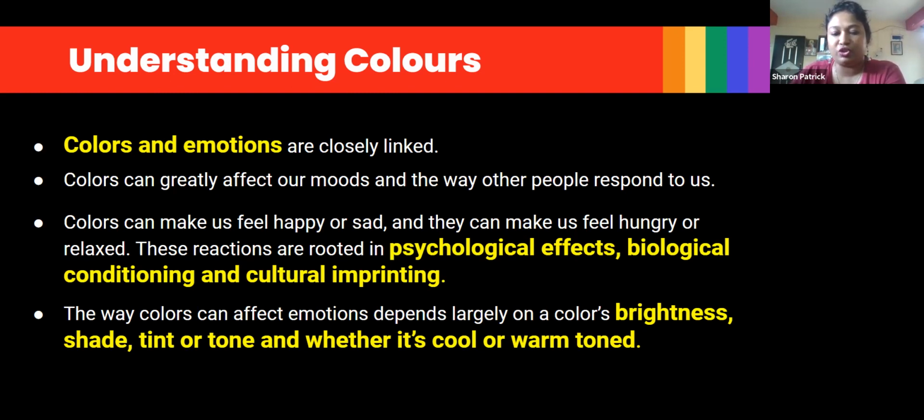The way colors can affect emotions depends largely on the brightness, shade, tint, tone, and whether each color is warm or cool. We'll talk about warm and cool colors, but brightness: the younger the person, they enjoy brighter colors. The older the person, they enjoy tints and shades of colors. You see a lot of aunties these days, they enjoy these pastel colors. Not just aunties, but people above the age group of 30 and up to say 50. They like a lot of pastel colors, tints of pink, shades of green, right? You see this a lot. So brightness, shades, tints and tones largely depend on the way the color is perceived by different people.